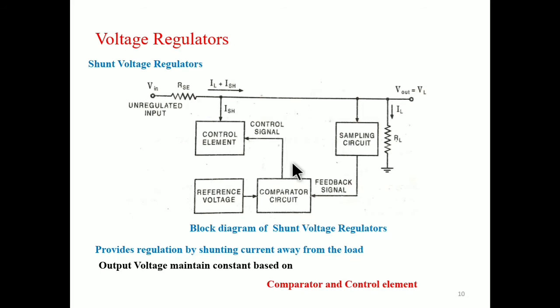from the load. For example, when the output voltage tends to fall, the sampling circuit provides a feedback signal to the comparator circuit, which then provides a control signal to draw a lesser shunted current, providing more load current, thereby keeping the regulated output voltage. The RSC value plays an important role in this shunt voltage regulator.